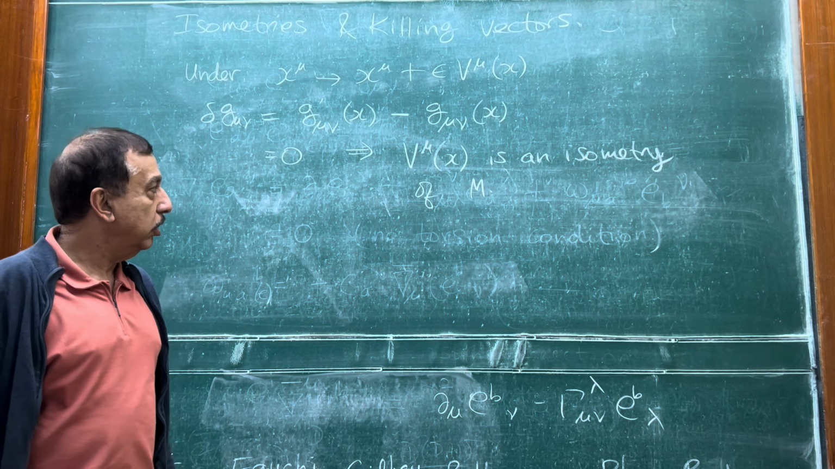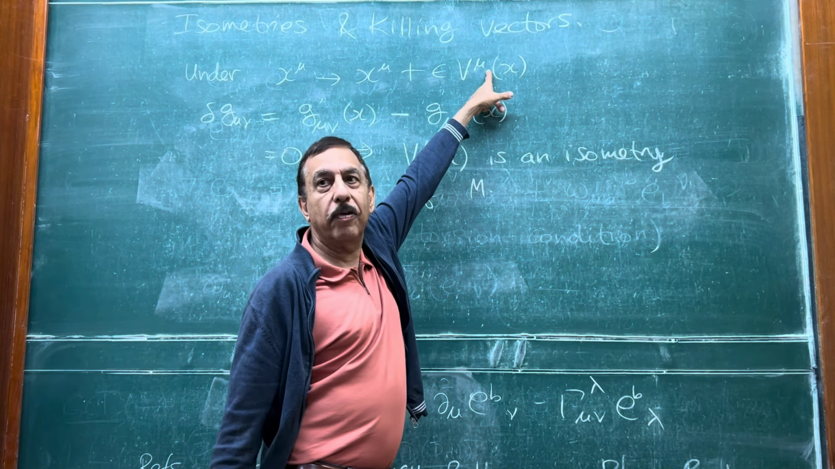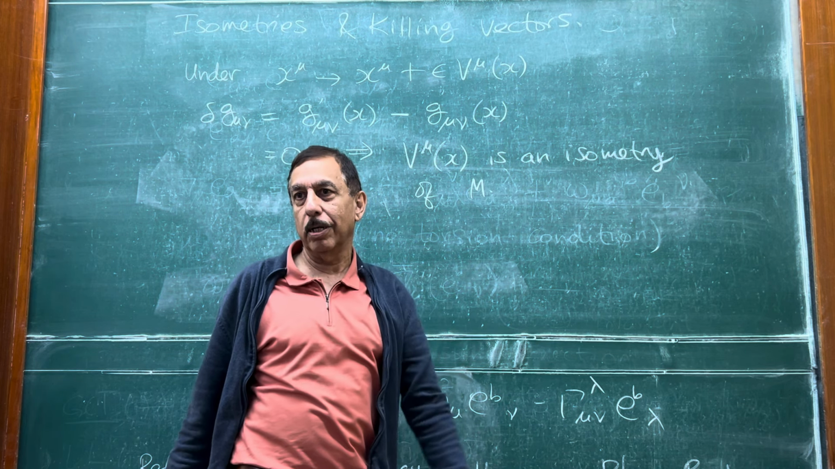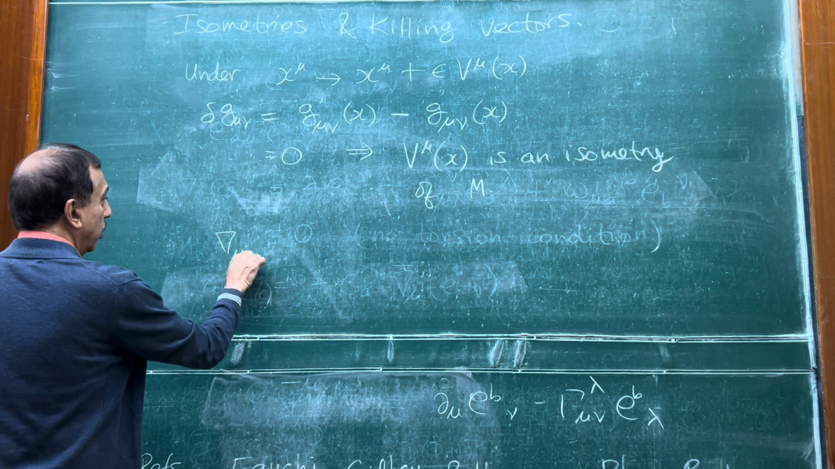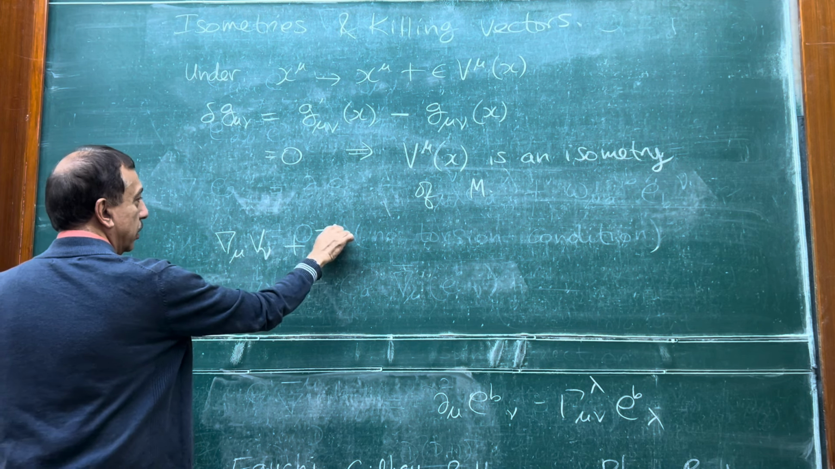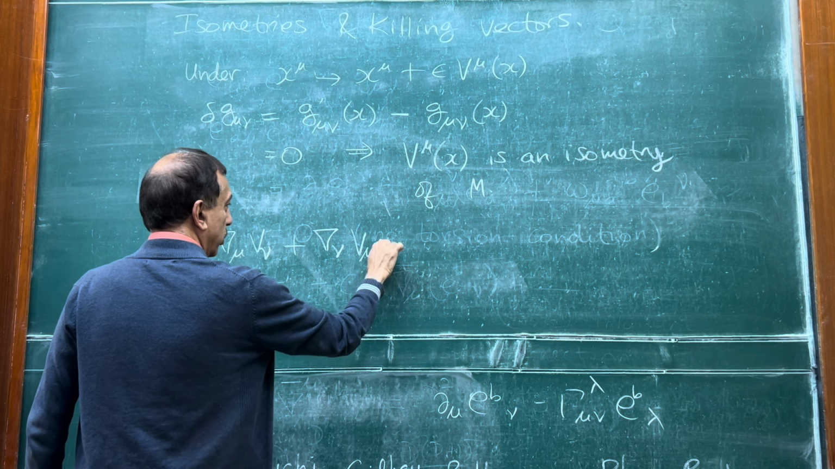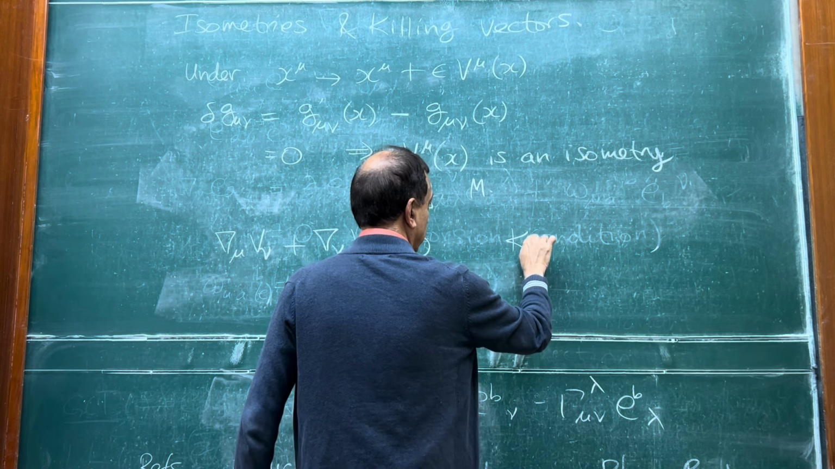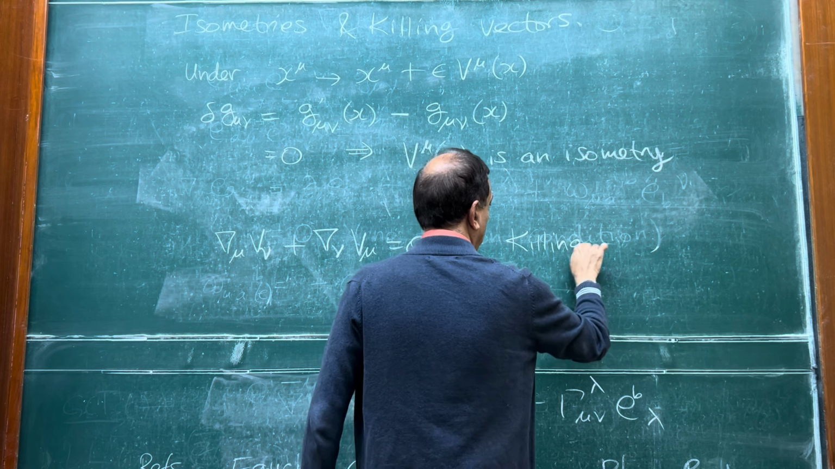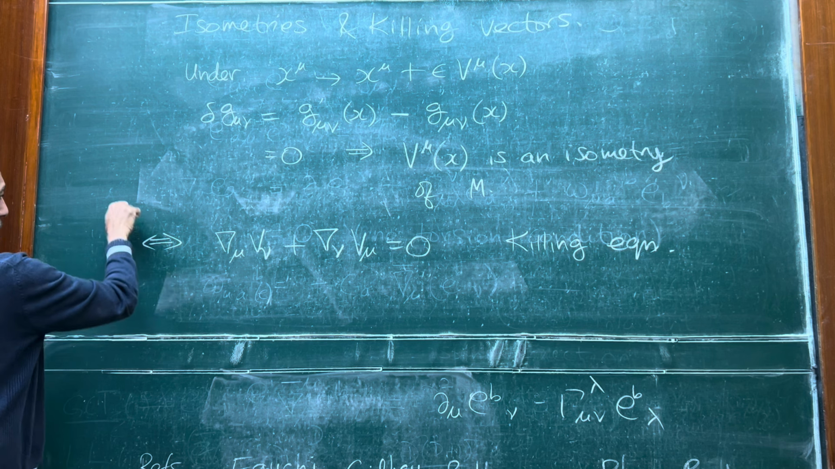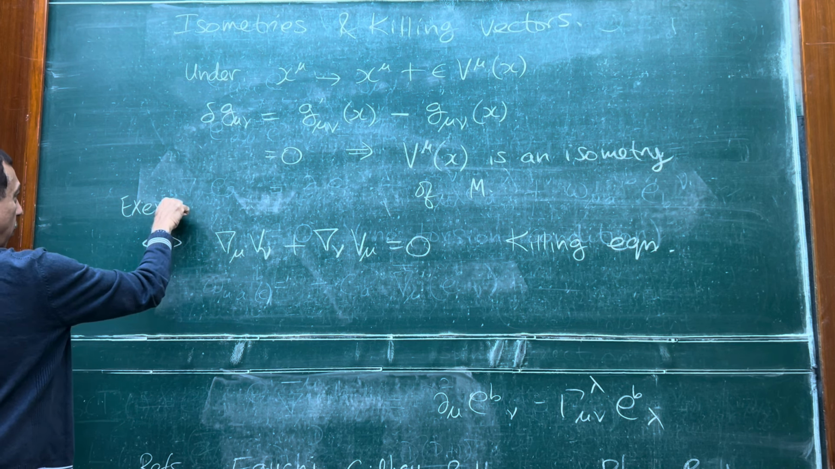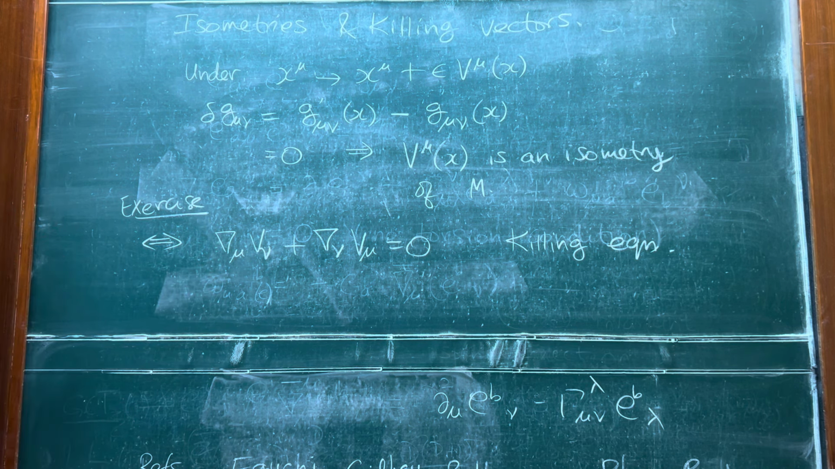Now that condition, curiously, even though V starts its life as a vector field, so its index is up, the condition on V for there to be an isometry turns out to be naturally best written with its indices down, and it's this equation. And it's called the Killing equation. So this is an exercise for you. Everything you need for the exercise is on this board except the transformation law of g, which I'm sure you know.